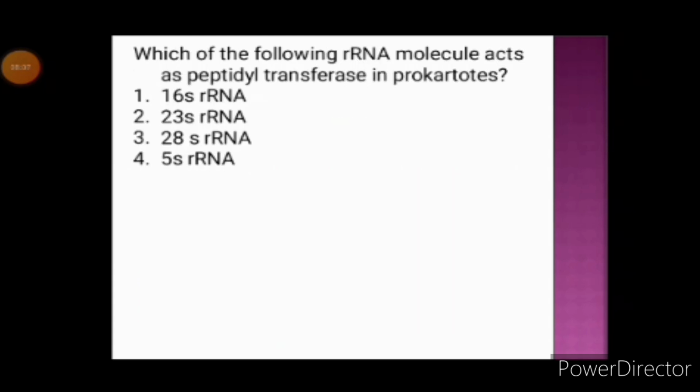Next question. Which of the following RNA molecules act as peptidyl transferase in prokaryotes? Option 1, 16S rRNA; option 2, 23S rRNA; option 3, 28S rRNA; option 4, 5S rRNA. And the correct answer is option 2, 23S rRNA.